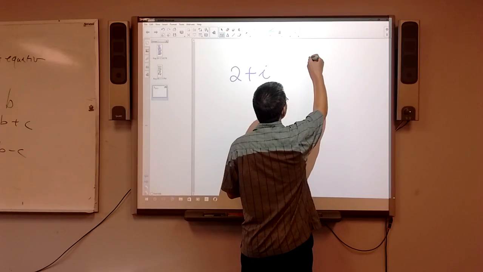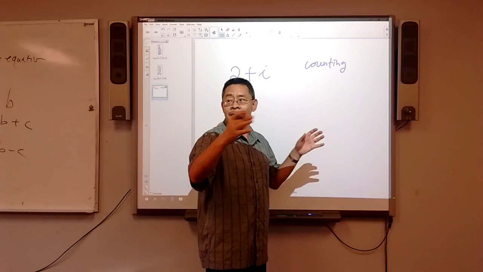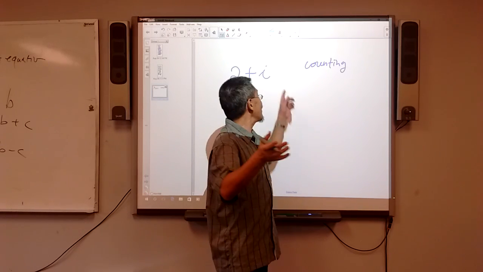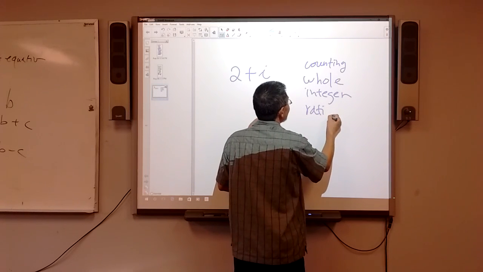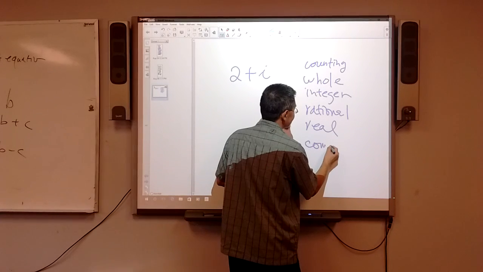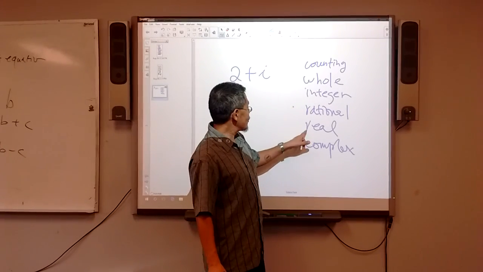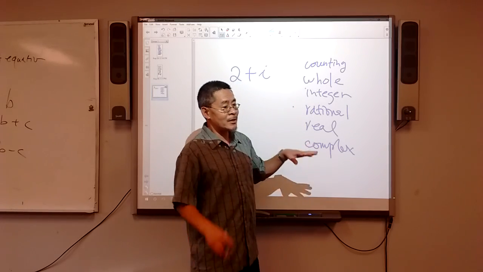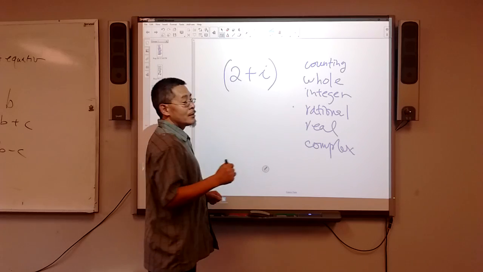Remember our number sets? We start with counting, then our set becomes bigger. What's the next one? Whole. We add 0 to it, we get whole. Next, integers and rational. So we got bigger and bigger. Then real, irrational, and then complex. Why don't we say imaginary here? Because our set is getting bigger, so complex has to include real. Imaginary numbers do not include real. Every time the set becomes bigger.